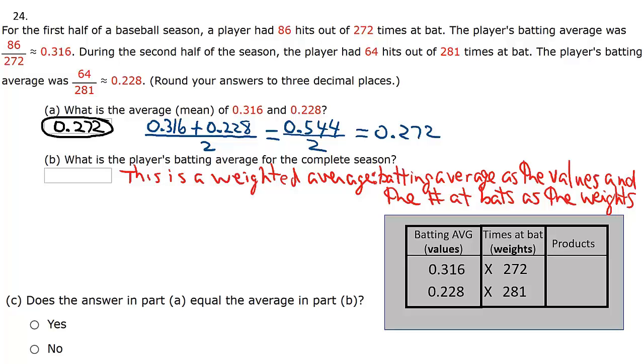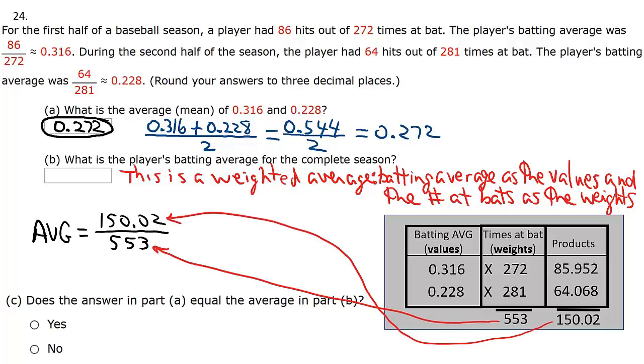And of course, as always, you make a products column and multiply across. You'll get 85.952 in the first product, and you'll get 64.068 for the second product. You're going to add up the weights and the products. It doesn't matter which you do first. I went ahead and summed the weights here first. 272 plus 281 is 553. Now summing the products, you get 85.952 plus 64.068, and that comes out to 150.02.